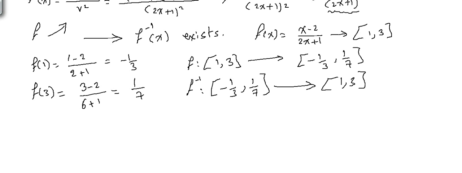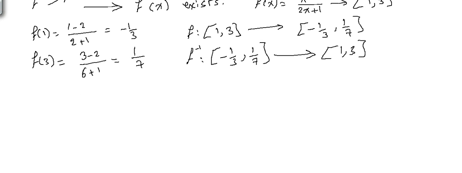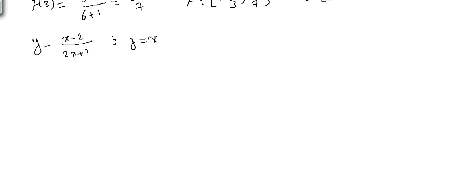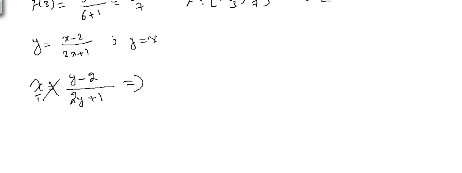Let's find the expression now. This is the domain, I found it. Now we should also find the expression. It's very easy. We know that f of x, which is y, equals x minus 2 over 2x plus 1. Let us interchange: instead of y we put x, and instead of x we put y. So the expression will be x equals y minus 2 over 2y plus 1. We cross multiply, because we are going to solve for y, which is the expression of f inverse.